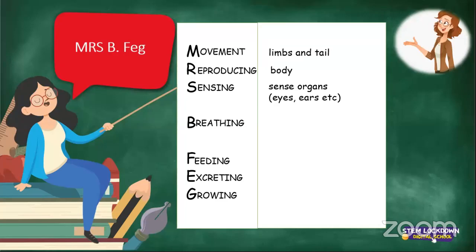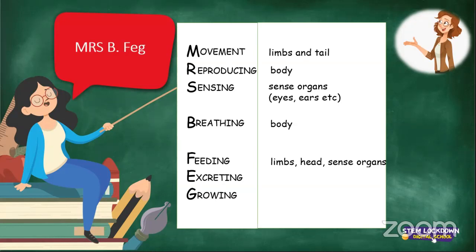Good. Breathing. Which part of the body structure has to do with breathing? The body. Remember where your lungs are. Okay. Feeding. Which part goes with feeding? A lot. Limbs, the head, and the sense organs. The limbs, because remember they grab their food sometimes with their limbs or hold it while they eat. And the head and the sense organs all have to do with feeding.